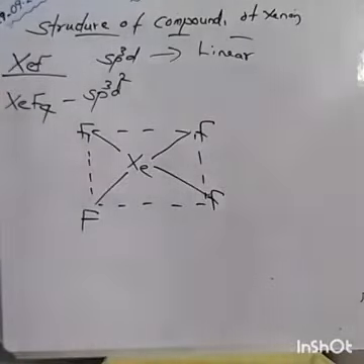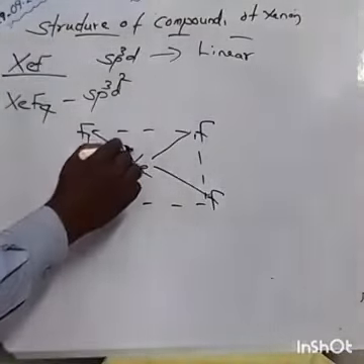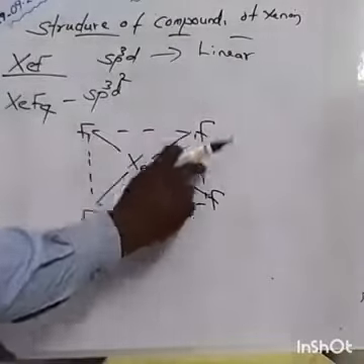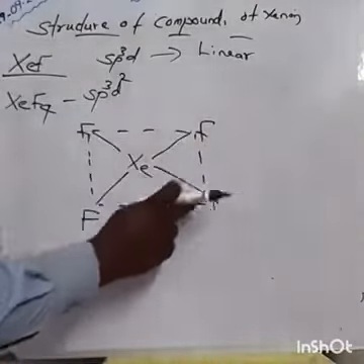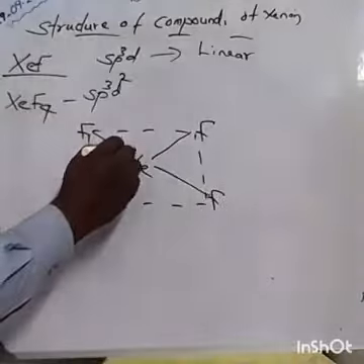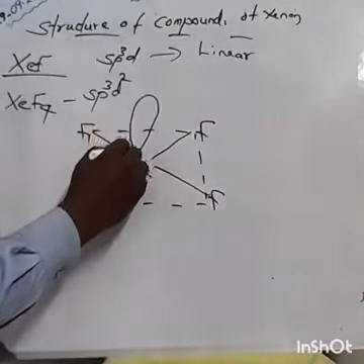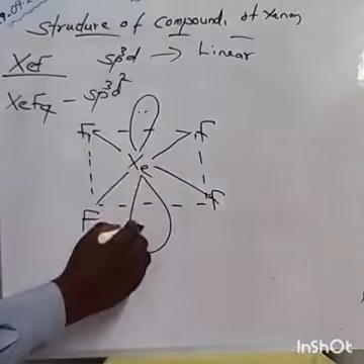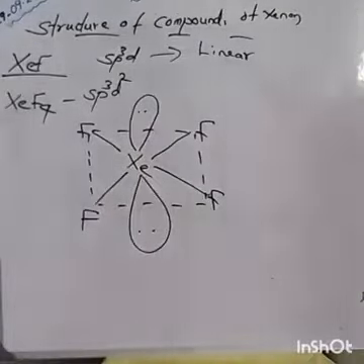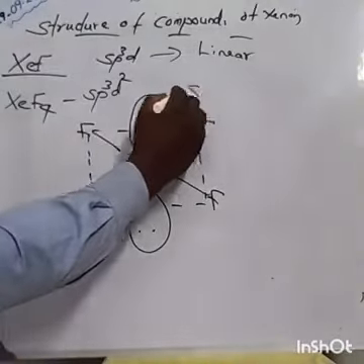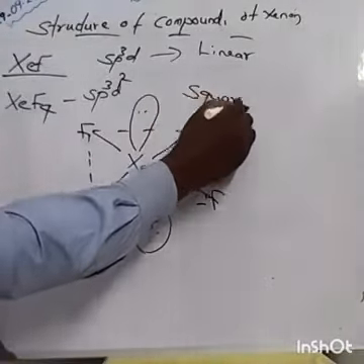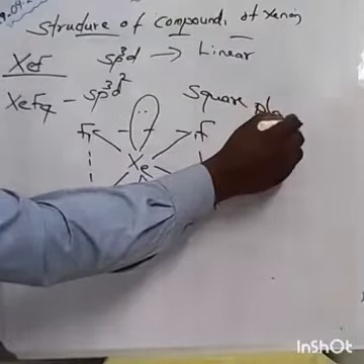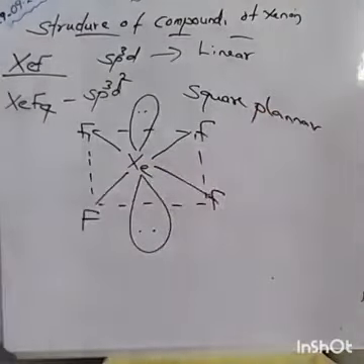And also we have two lone pairs of electrons. These are the bond pairs. How many bond pairs? 4 bond pairs, okay? 2 lone pairs. This is the structure of square planar. Can you draw it neatly?